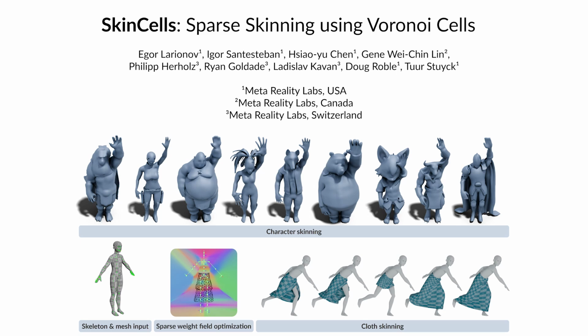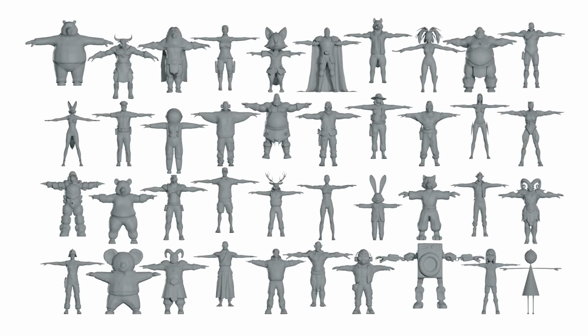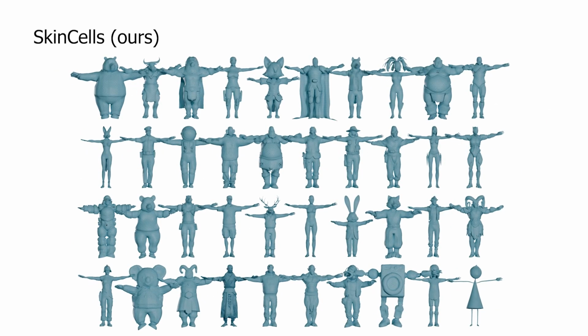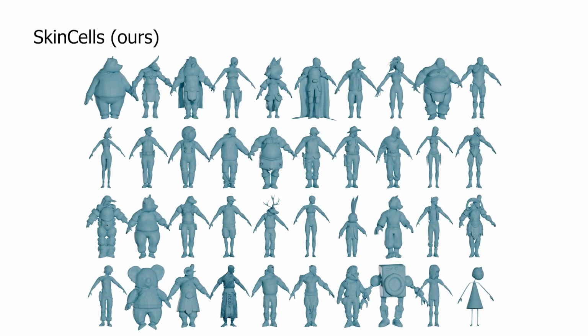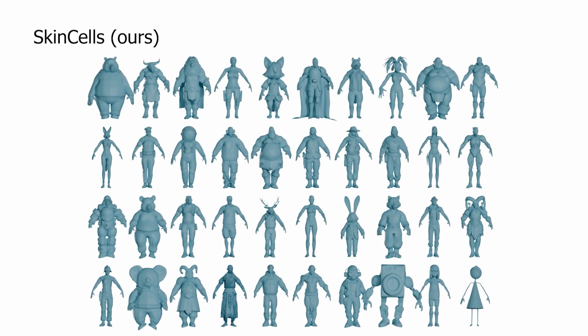We present SkinCells, an automatic skinning weight computation technique with built-in sparsity and smoothness controls. Here we show our method applied on a variety of different character meshes with manually designed skeletons, all following the same range of motion sequence retargeted to each skeleton.